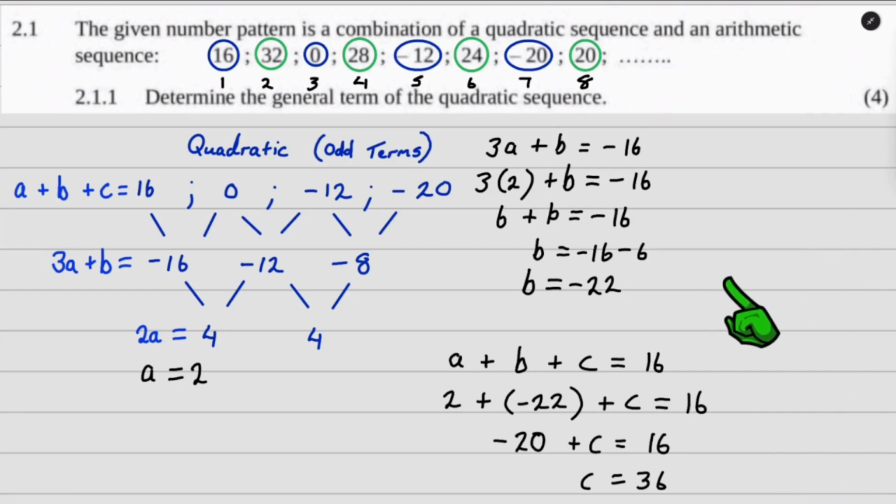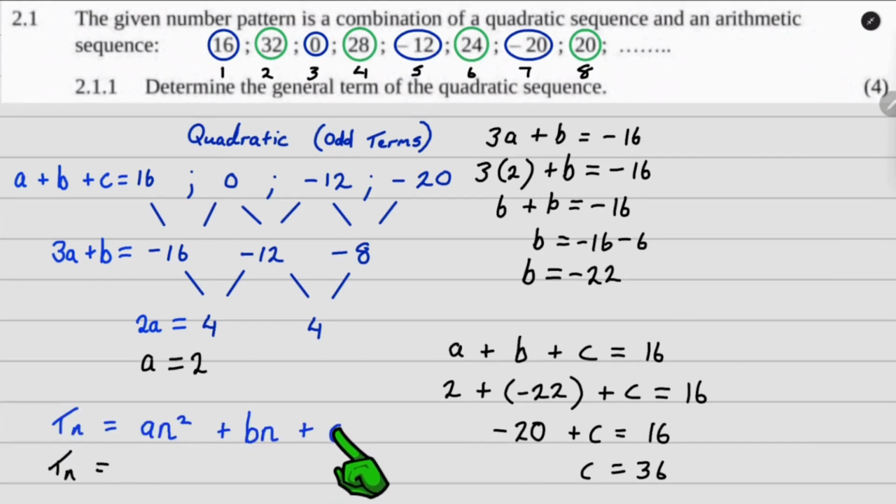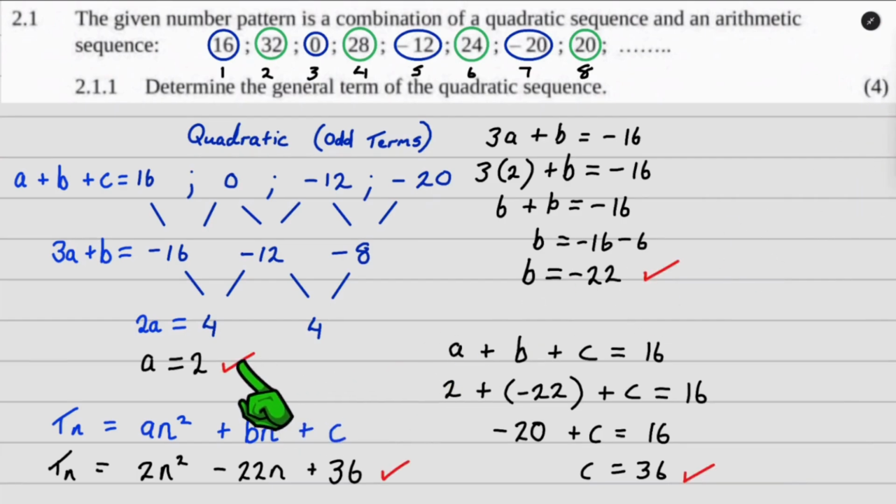And then there's one last thing left to do. We chuck it all into our little quadratic formula, the standard form. So let's grab that quickly. So you don't have to write this. You can go straight to substitution. I'm going to put my a value in there. I'm going to put my b value in there. And I'm going to put my c value inside of there. And then my job is done for this question. And then lastly, let's just have a look where the marks are coming from here. So the 4 marks will come from the a, b, and c value, as well as the final answer, the general term.